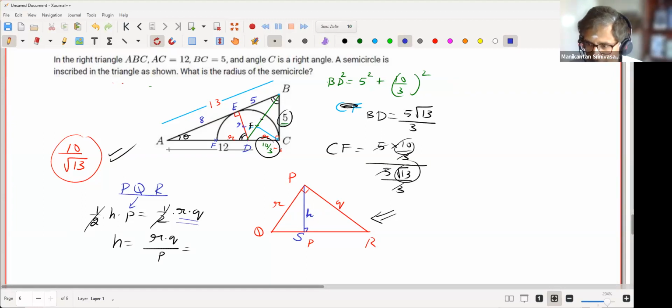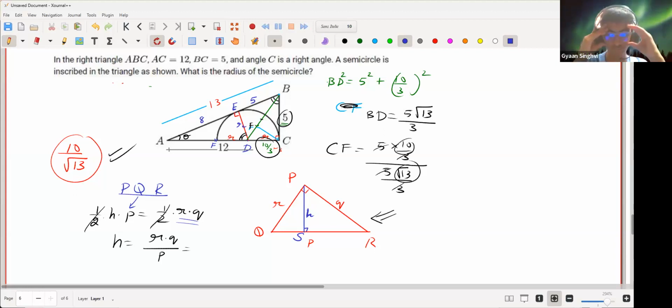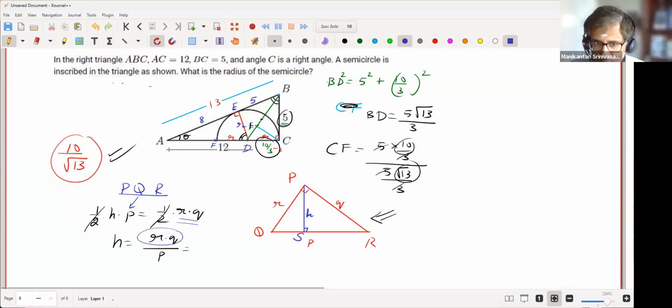I don't see anyone nodding their head. Gyan, are you with me? Yes, sir. Okay, that's it. And therefore, just half cancel. H is R into Q by P.